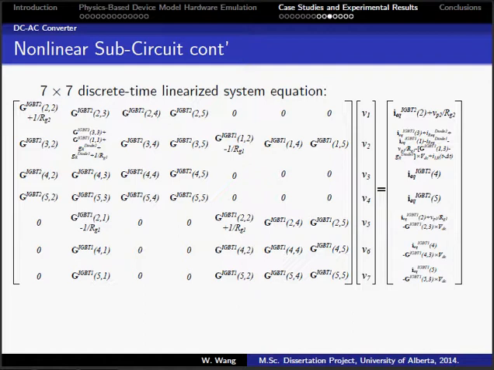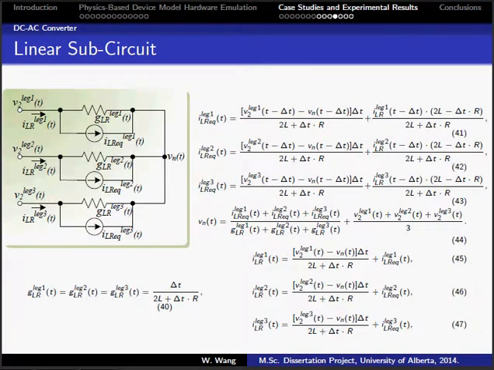This slide shows a linear sub-circuit of the three-phase loads. The values shown in this figure can be calculated by a group of equations shown in this slide. This figure shows the device-level two-level DC-AC converter model, which is generated on Saber.